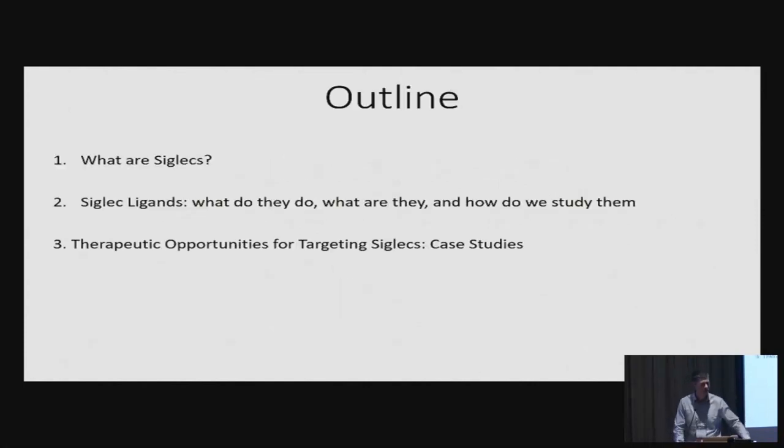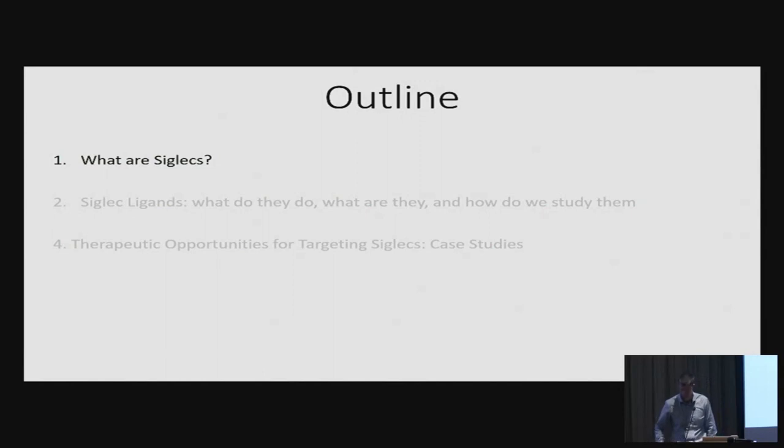Okay, so three questions I'm going to walk us through today. So what are Siglecs? And then we'll talk about their ligands. Of course, they're glycan ligands. That's why we're all here in Taiwan for the glycans. So what do they do? What are they, and how do we study them? So those are the 3 subpoints I'm going to address there. And then I'll just end on some therapeutic opportunities, some things that are being pushed forward right now, and even into clinical aspects. So sort of some hot stuff that I'll introduce you to.